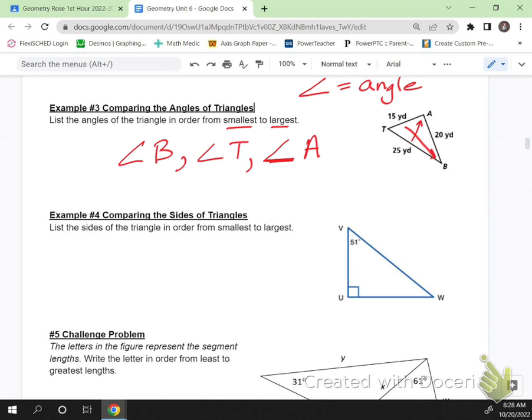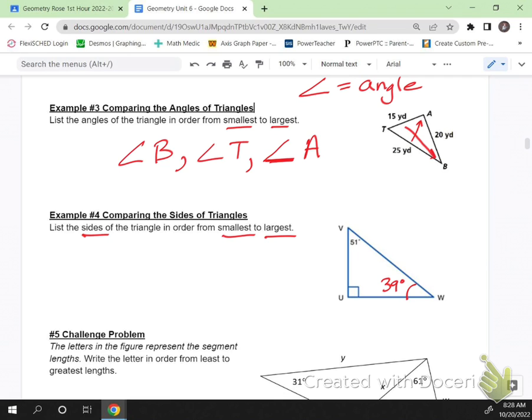How do you feel about example 3? Listing them from smallest to greatest. You got to draw the arrows in the triangle. Let's look at the next one. This one says list the sides from smallest to largest. So I want you to turn and talk with your partner. How are you going to list them from smallest to largest? Go. Third angle. What's angle W? Did you solve for it? 39 degrees.